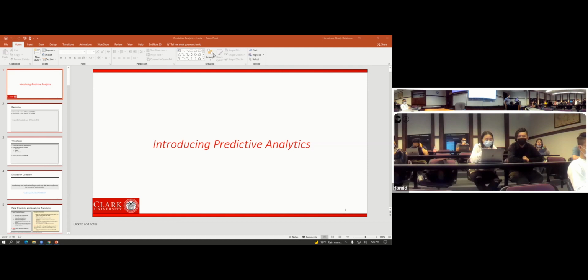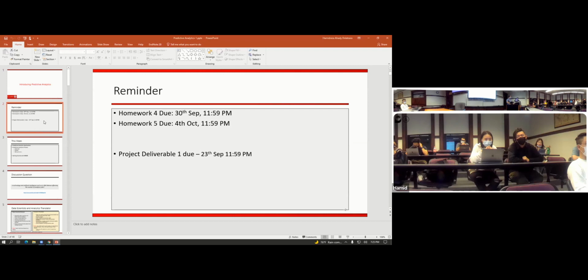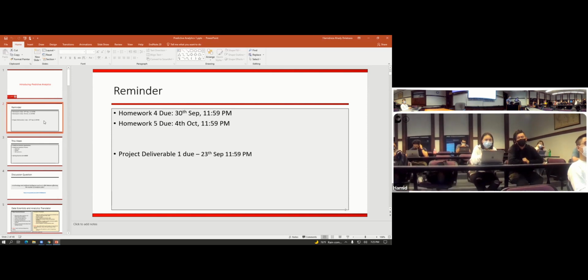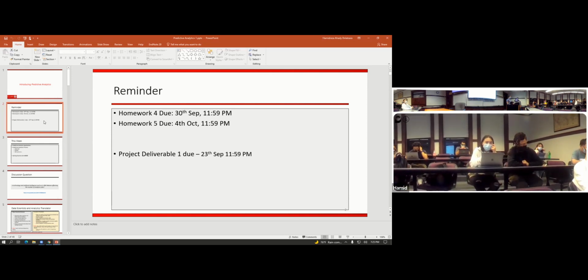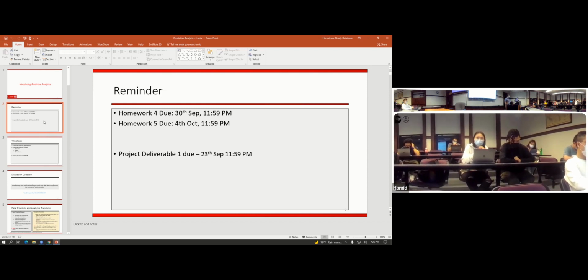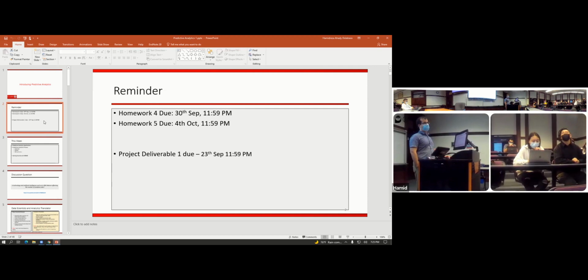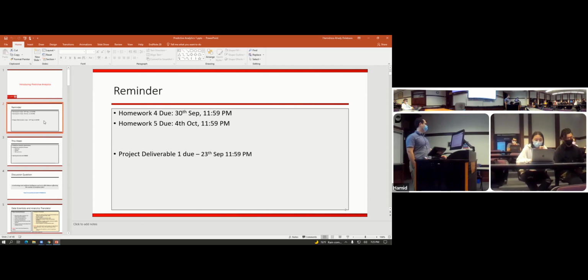Just keep in mind there are three things coming. Homework 4 and homework 5 are both on campus, also Moodle, both, and also you have first project delivery by September 20. Again, as I said, for your final project, it's okay if you change your topic in the second or third delivery, but don't miss the due dates.